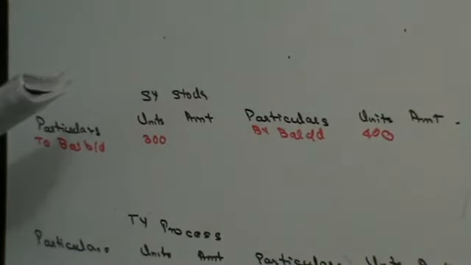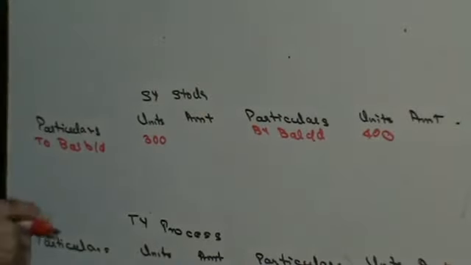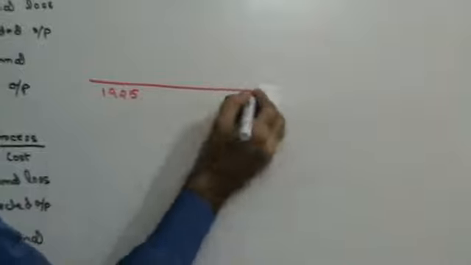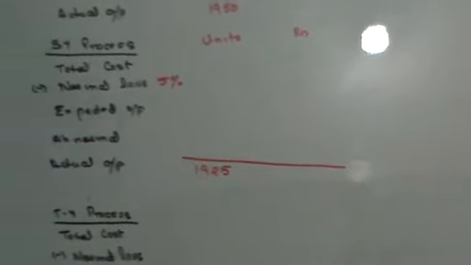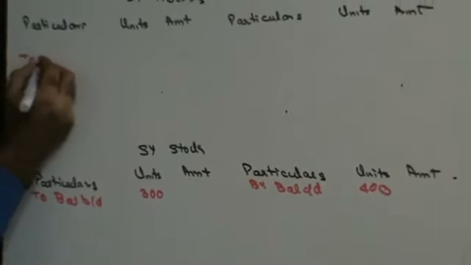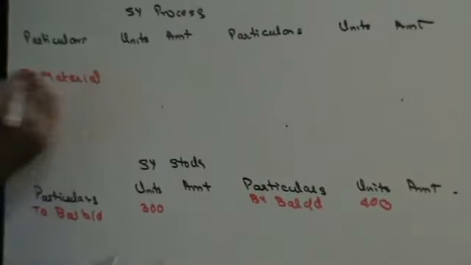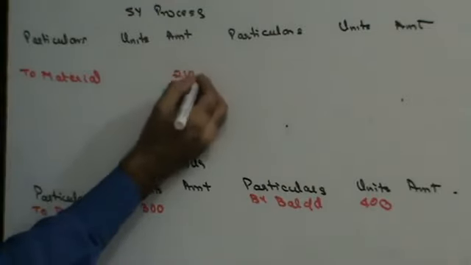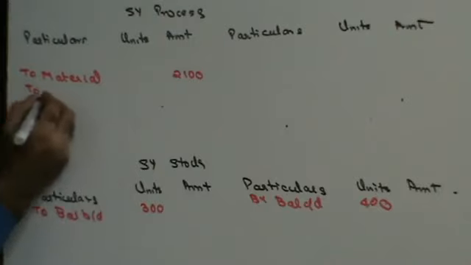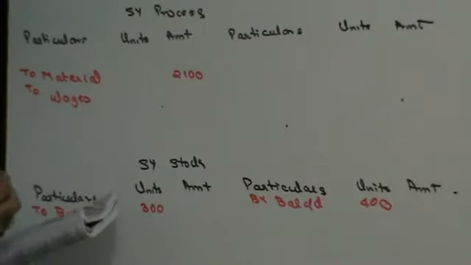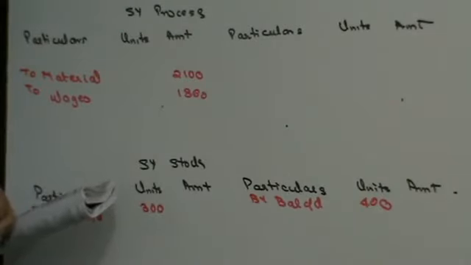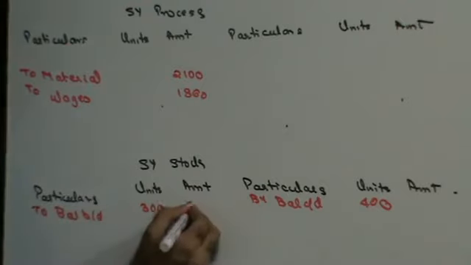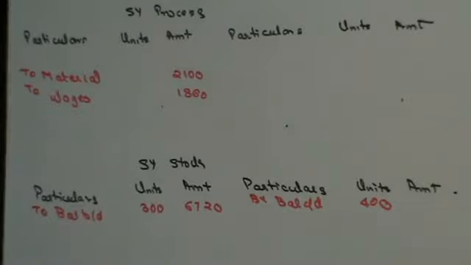Then they have given you normal loss is 5%. Next, they have given you monetary information: to material is 2100 and to wages is 1860. Then the value of opening stock is given to you as 6720. That's your value of opening stock.